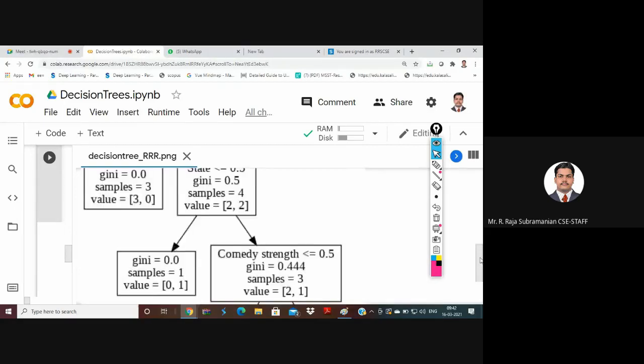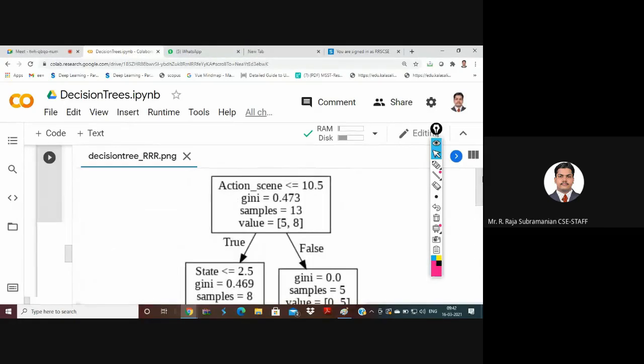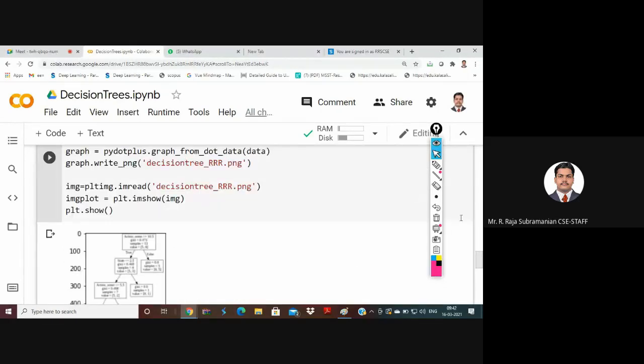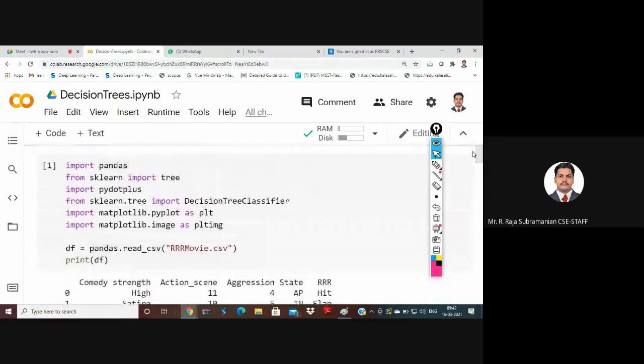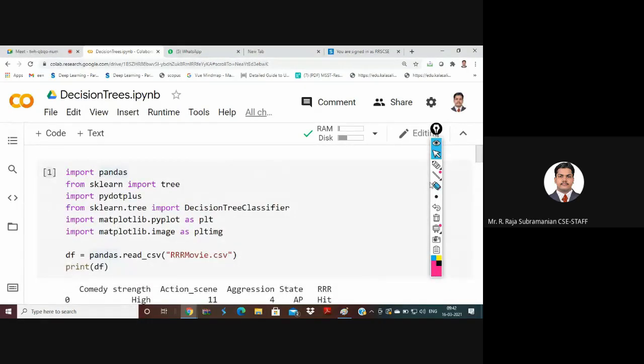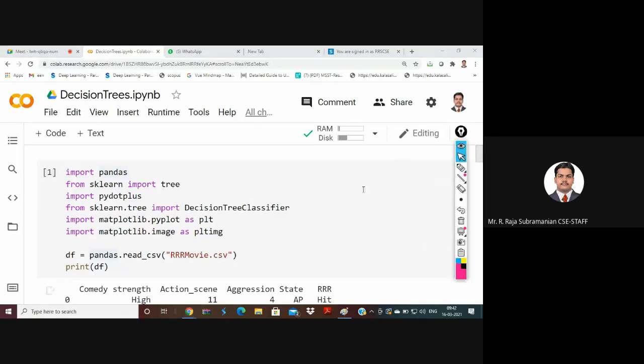So this is the decision tree classification example, right? I am making it clear, the decision tree, both the theory as well as the practical.